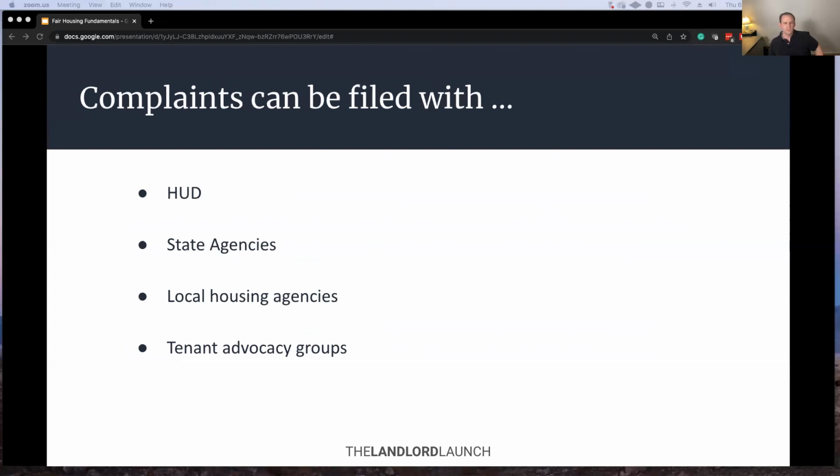So complaints are filed with HUD. They can be filed with state agencies, local housing agencies like the Human Rights Commission that I dealt with, and tenant advocacy groups. Ultimately, though, it all filters up to HUD.